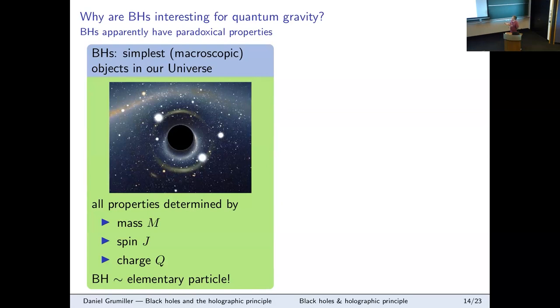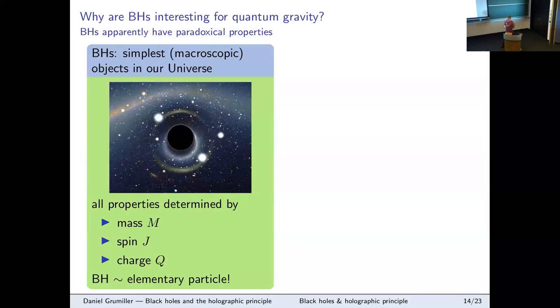It has to do with apparently paradoxical properties of black holes. If you neglect quantum mechanics, then black holes are arguably the simplest macroscopic objects in our universe. All the properties are determined if I just give you three numbers: the mass, the spin, and the charge. And these are essentially the same quantum numbers that determine all properties of elementary particles. So you can think of black holes as gigantic elementary particles if you want. And there's really nothing that could be simpler.